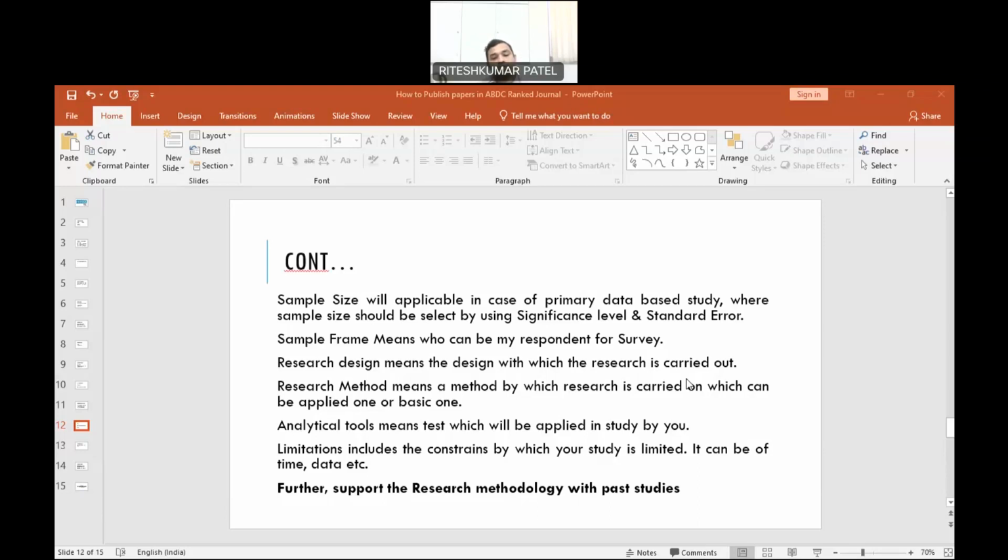Second, further support the research methodology with past studies. This is very important. Now how will you know this? When you conduct your literature review, through that you will know how you can design your studies and how you can move ahead. That will give you an idea on how you can take it.